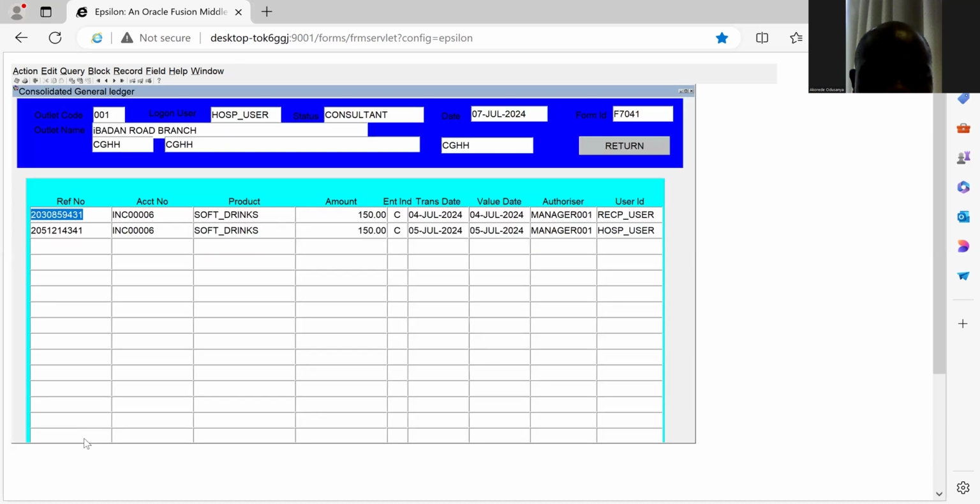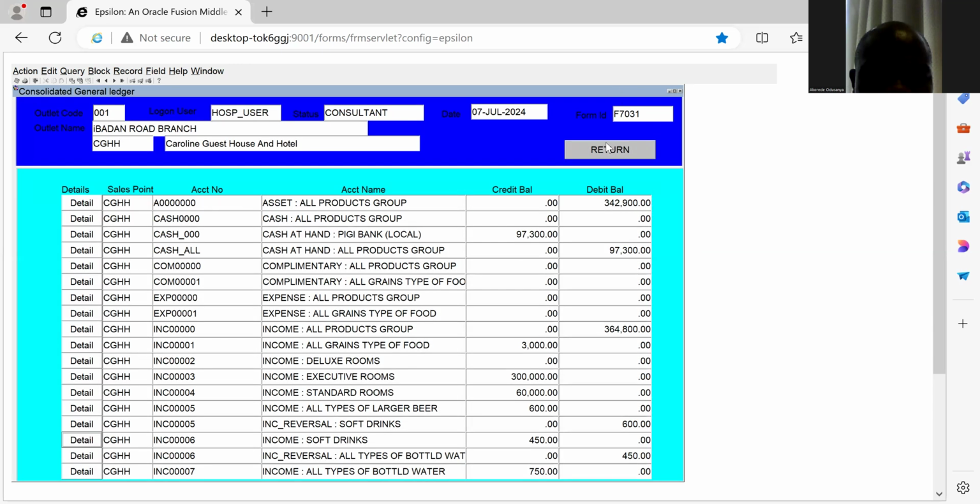And the details is here, showing the income made from soft drinks sold on this day, 4th July, 5th July. That's what we are saying. So the details will give us the breakdown. Okay, so far, that is by the way.